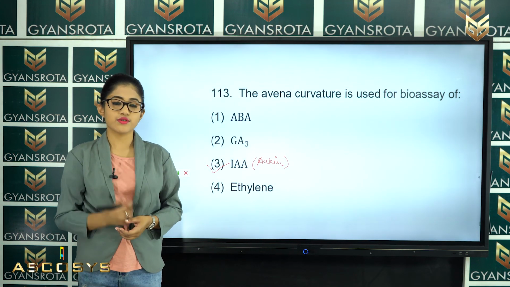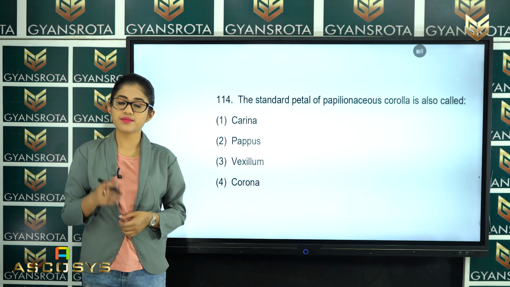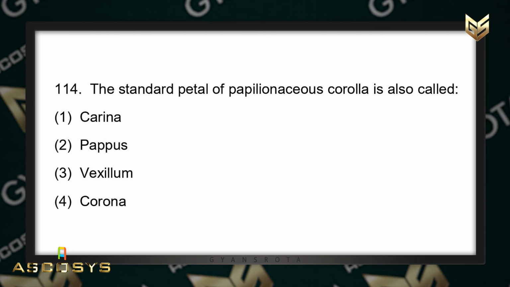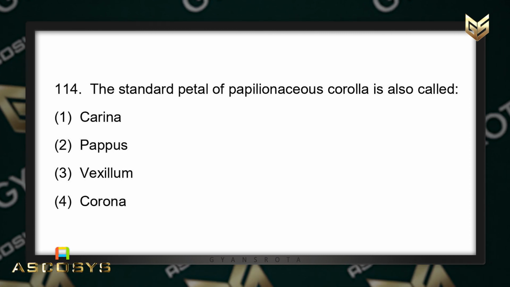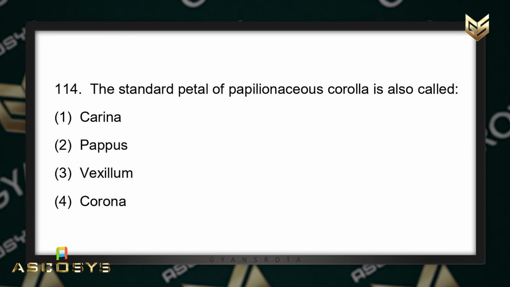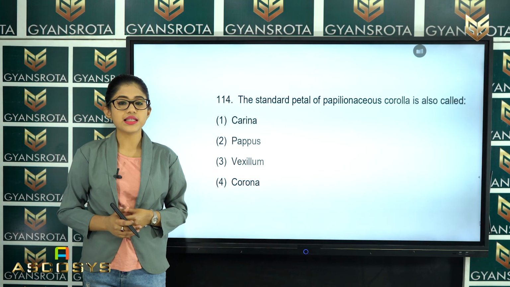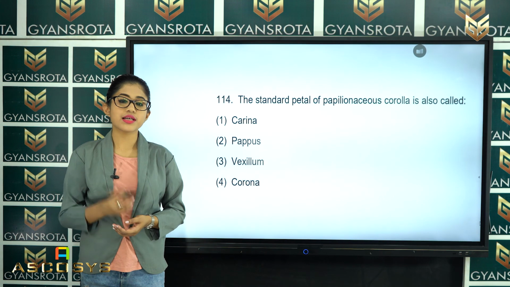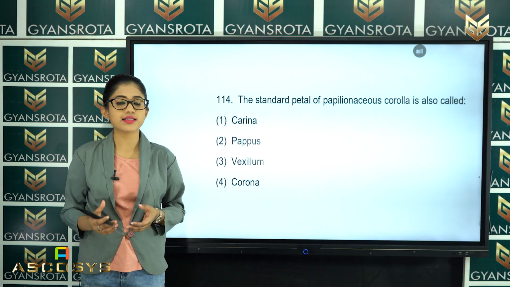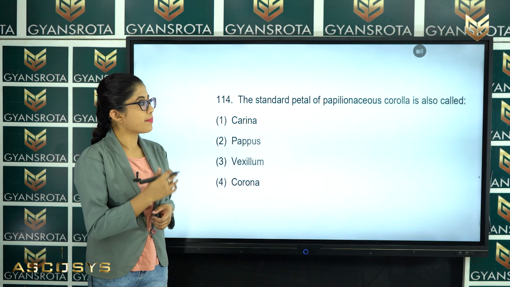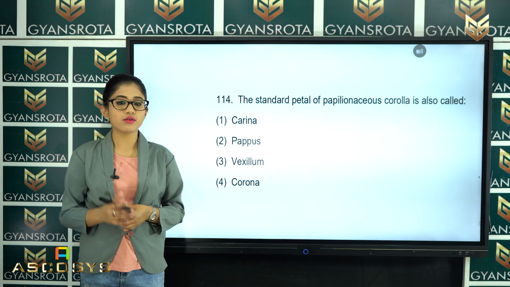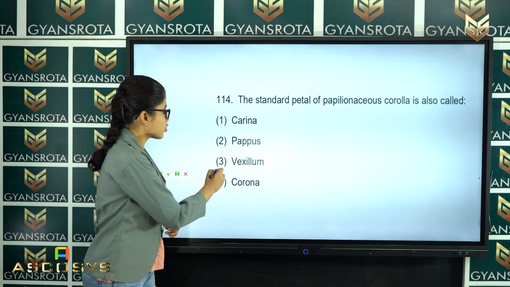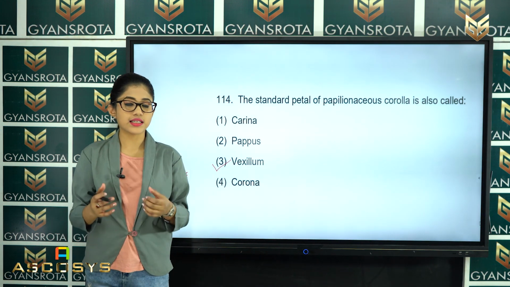Now let's see the next question. Now the next question is question number 114. You can see the standard petal of Papilionaceous corolla is called carina, pappus, vexillum, or corona. Well, this is from the chapter Morphology of Flowering Plants. There we have discussed aestivation, that means the arrangement of petals and sepals. So in the family Papilionaceae, what is the corolla? The standard petal of Papilionaceous corolla is called the vexillum. So option number 3 is the correct answer, that is the vexillum.